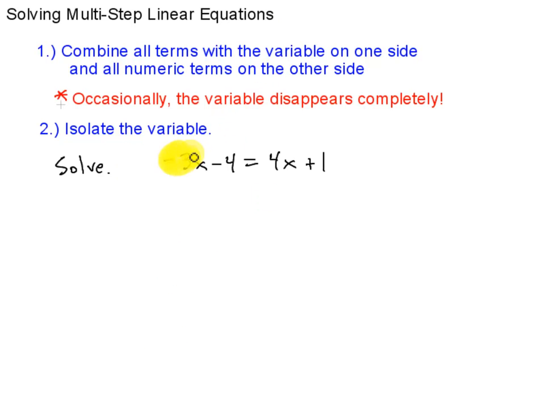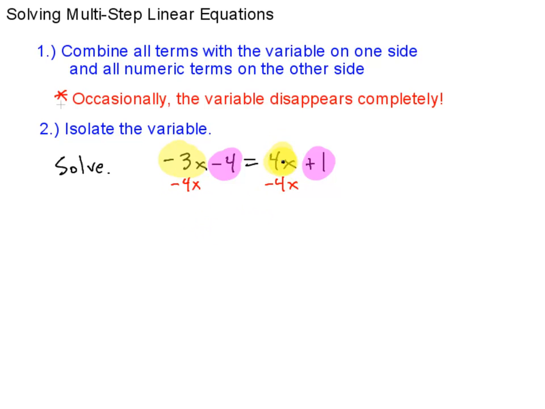In this example, we have x terms on each side, so we need to get all the yellow terms together on maybe the left side, and then we need to get all the numeric terms together on, let's say, the right side. So I need to get rid of my 4x on the left by subtracting it, so I have to do it on the left side as well.